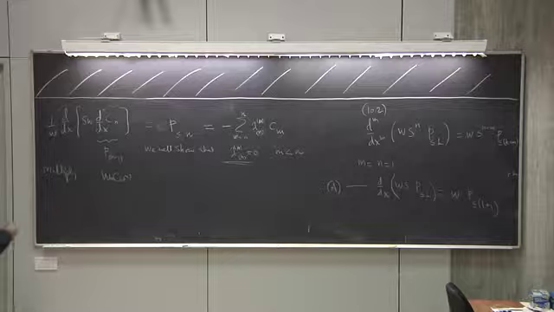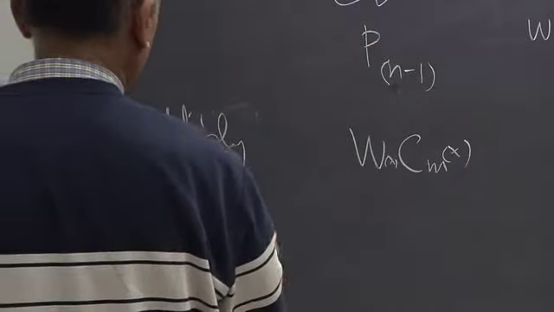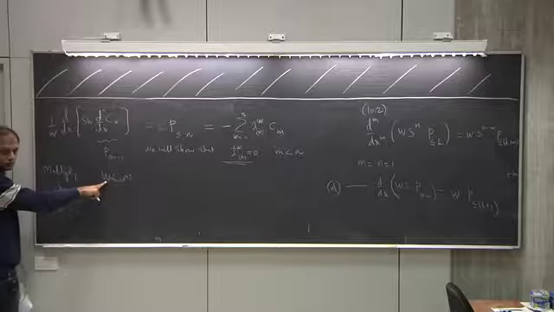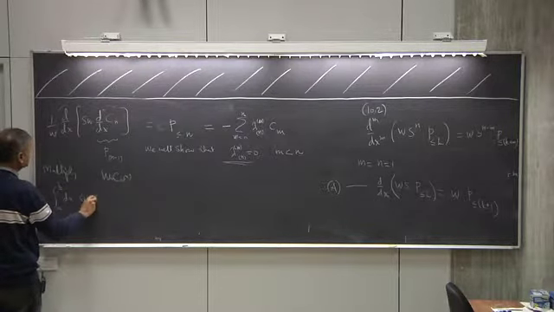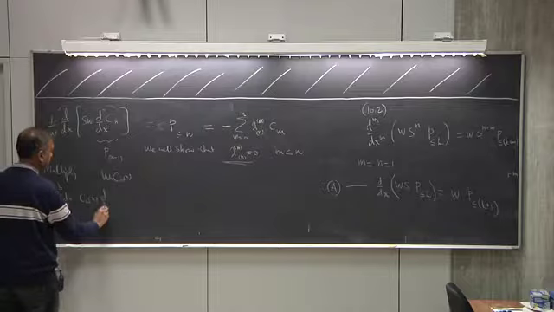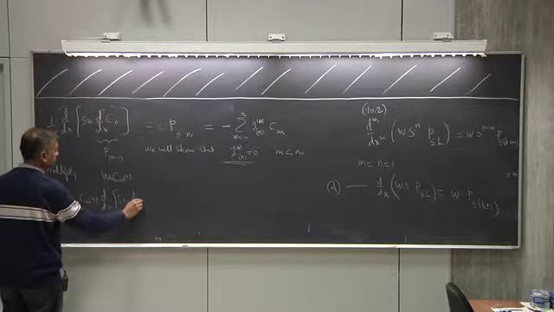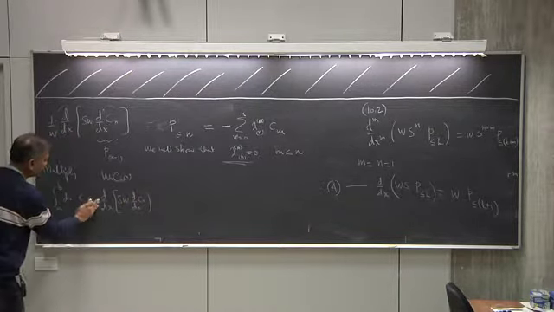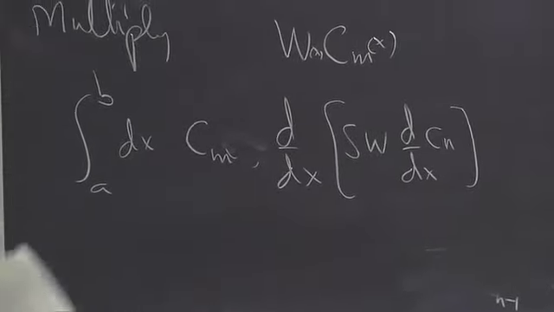Okay. So, integrate. The left hand side gives you the integral from a to b. There is a w times Cm. I am multiplying here, so this w cancels with that w. So you get here dx Cm(x), and then you have d by dx acting on the other factor, d by dx Cn(x). I will drop this x. It just makes it messy. Okay. So this is what we get on the left hand side.